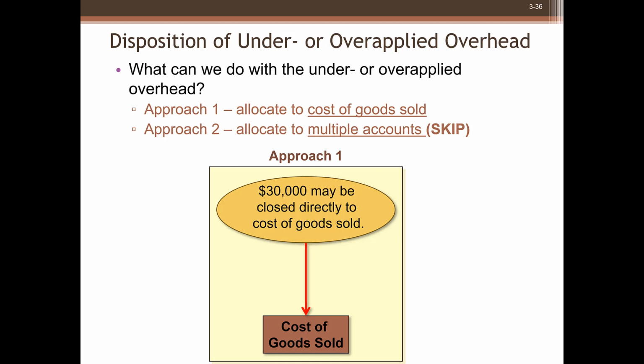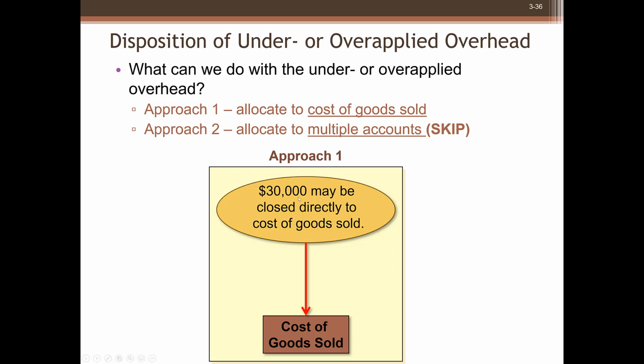Well, what do we do with underapplied or overapplied overhead? We have two approaches. Here in the class, we will just talk about approach 1, but skip approach 2. And of course, no homework or test related to approach 2. Let's focus on approach 1. We will allocate the difference to cost of goods sold. It's very straightforward. It's just one account that will be related to overapplied or underapplied manufacturer overhead.